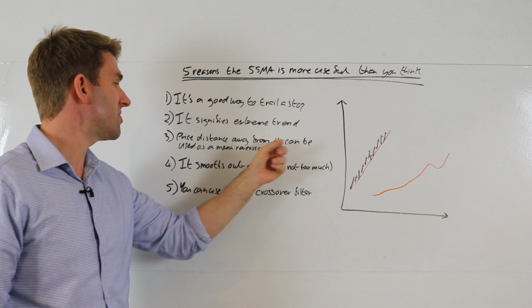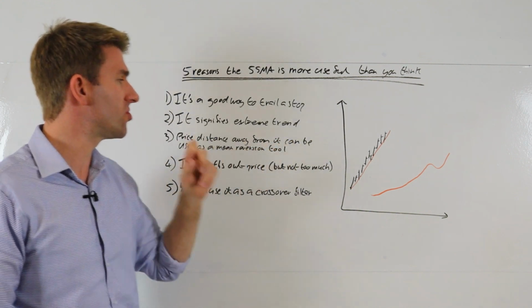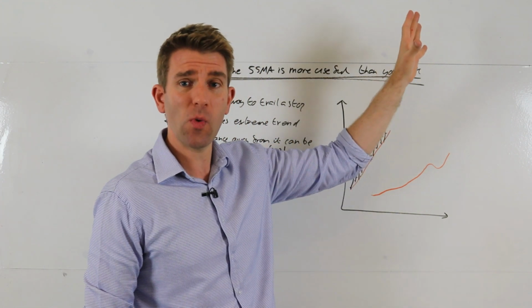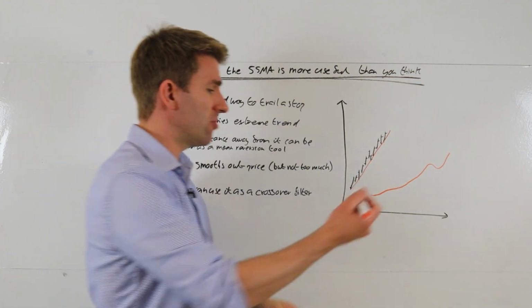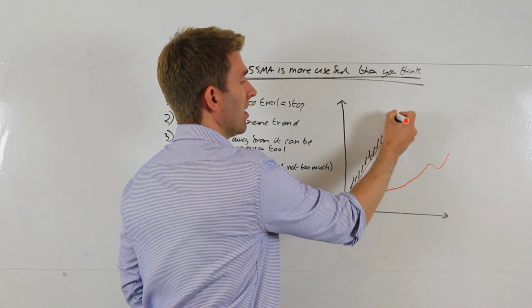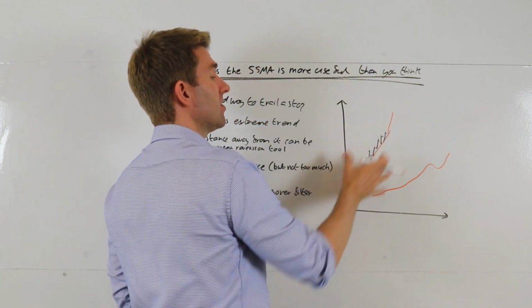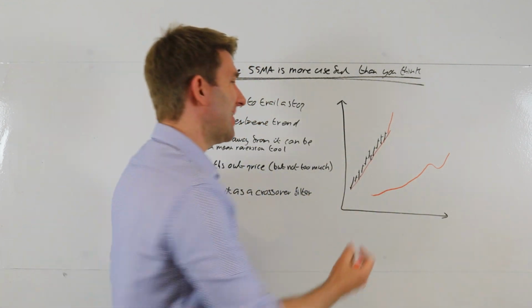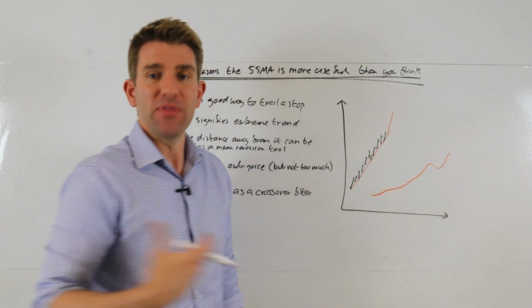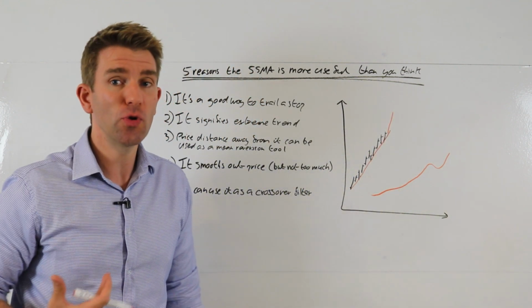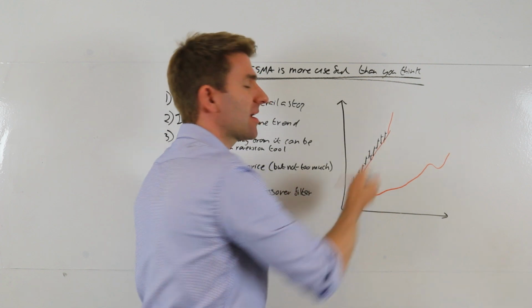All right, number 3, price distance away from it can be used as a mean reversion tool. When you really stretch away from that 5-period SMA, say you get a trade right up here, you've already been several closes above, you've already been hugging that 5-period SMA, then you get a real extension up. That might be the exhaustion candle you're looking for a counter-trend play on the second day coming back.